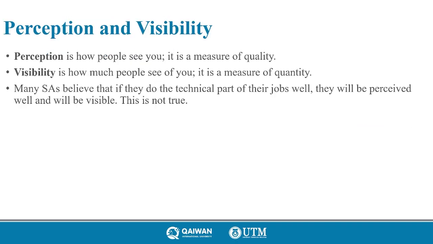Perception and visibility. Perception is how people see you. It is a measure of quality. Now, visibility is how much people see of you, and it's a measure of quantity. Many SAs believe that if they do the technical part of their job well, they will be perceived well and will be visible. This is not true, actually.